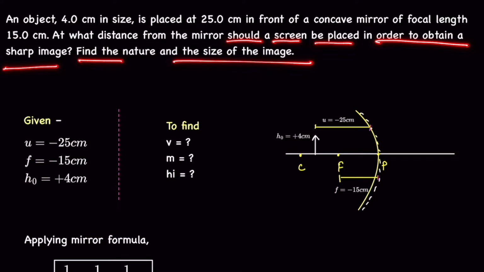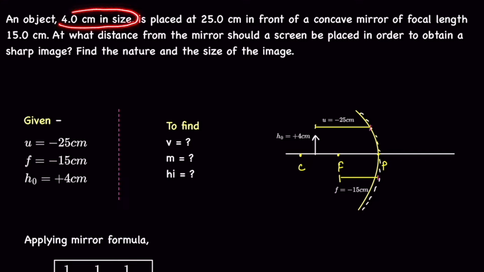So here in the question, 4 centimeter in size represents the height of the object. The object is placed at 25 centimeter, it represents u, and the focal length is 15 centimeter. We have to find the distance of the image from the mirror.